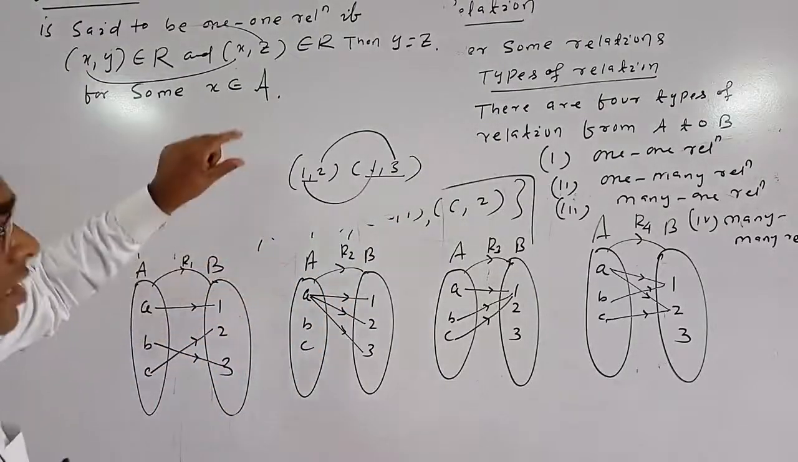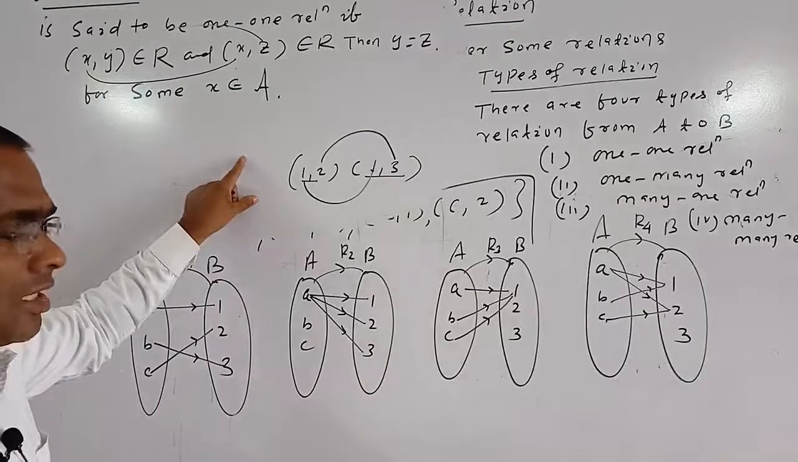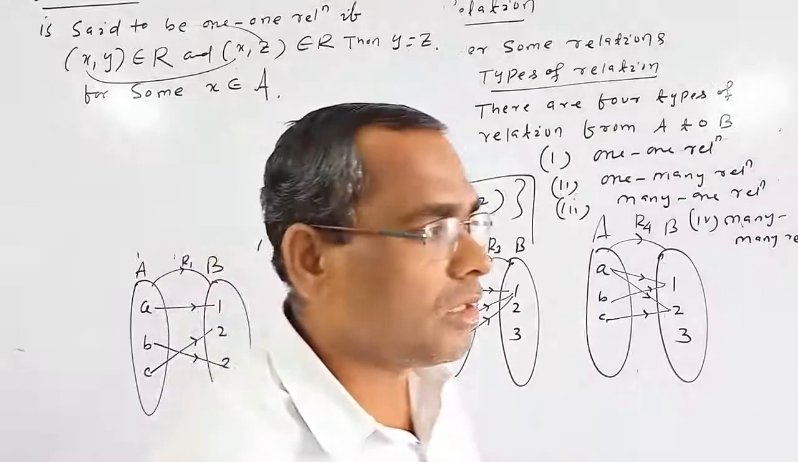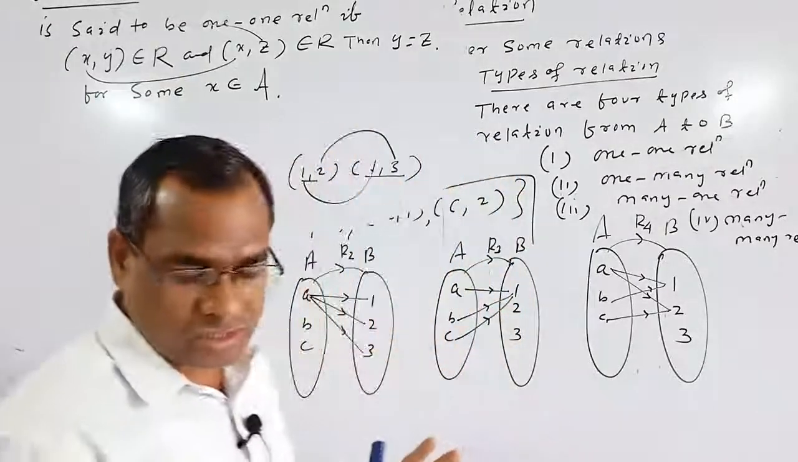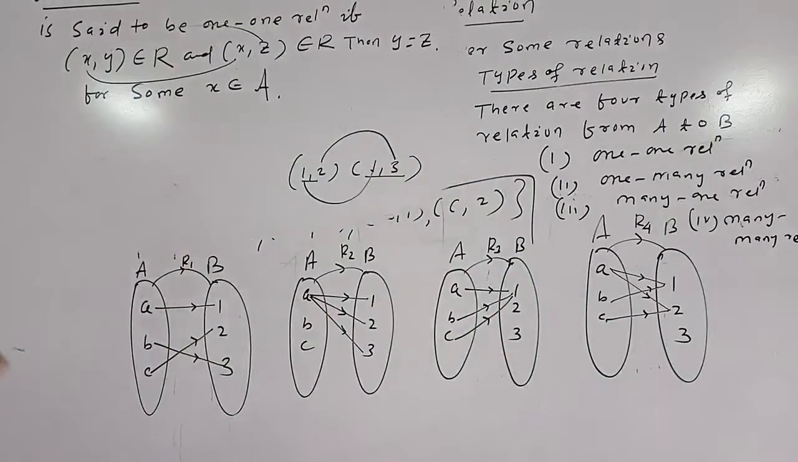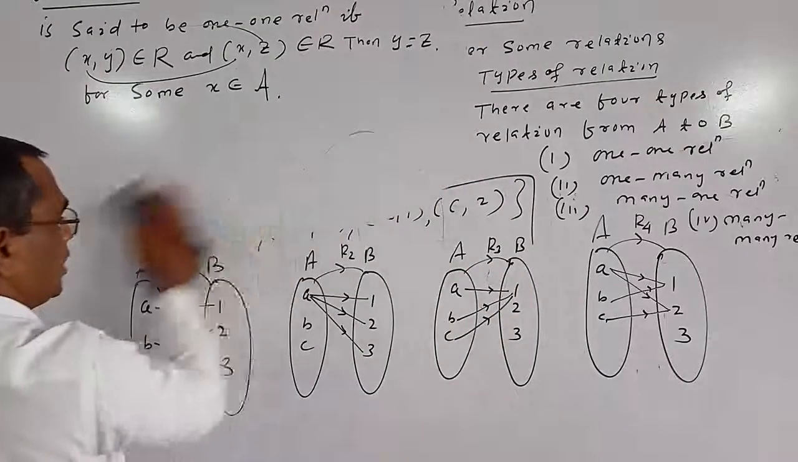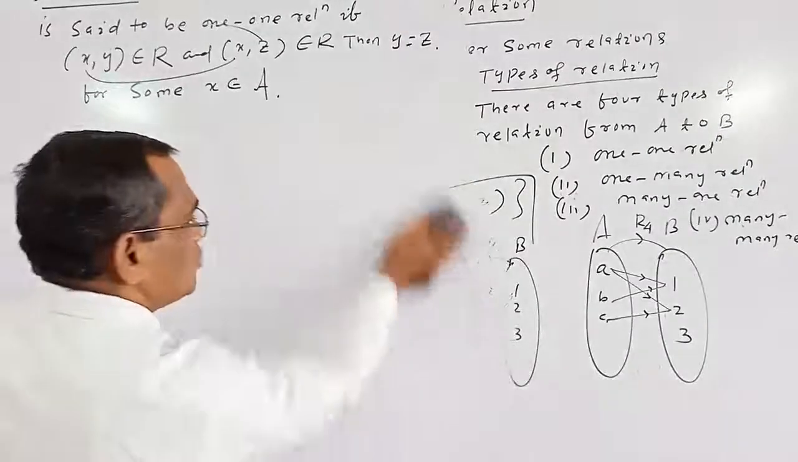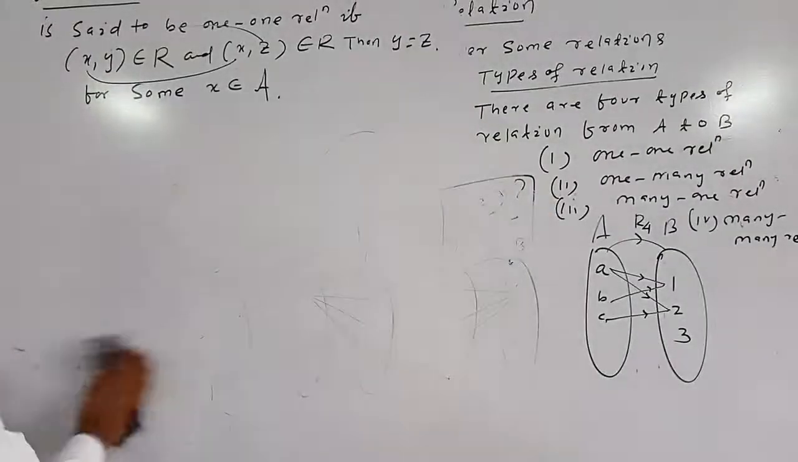One-one means different elements of set A related to different images, related to different elements of set B. That relation is known as a one-one relation. So clearly this is a one-one relation. Now we take an example diagrammatically. It is easy to understand diagrammatically. Then we represent it in Cartesian form.